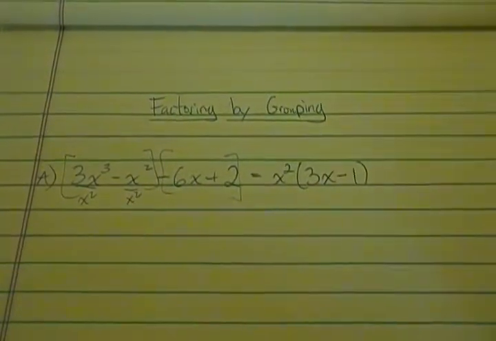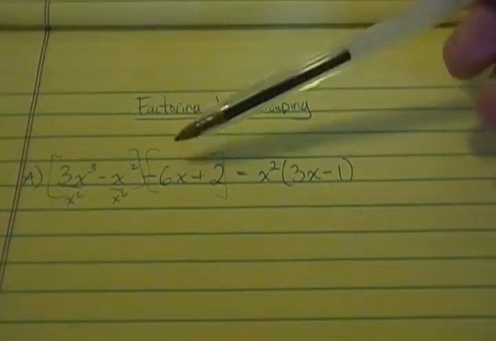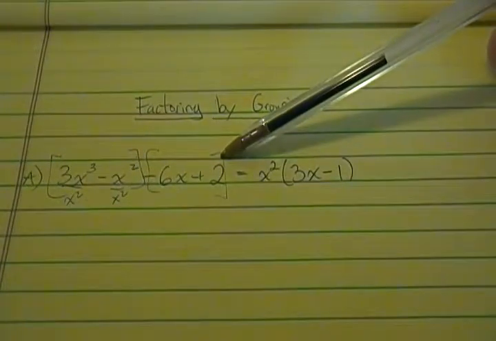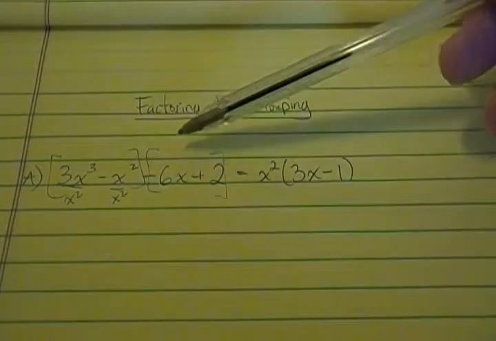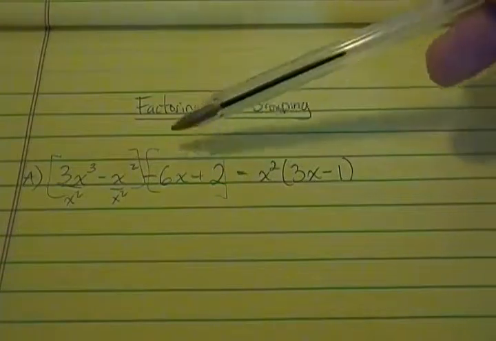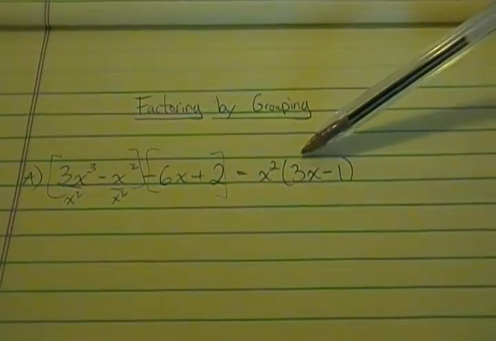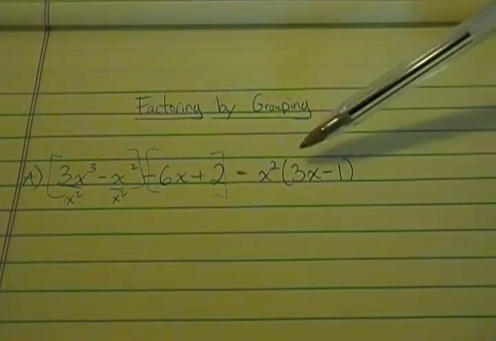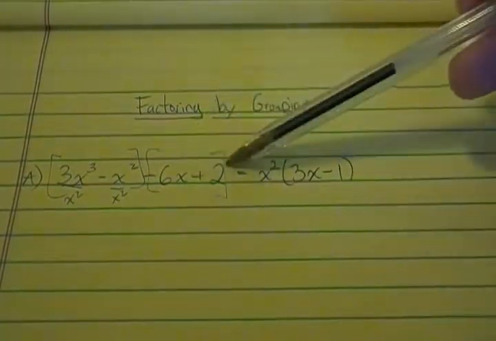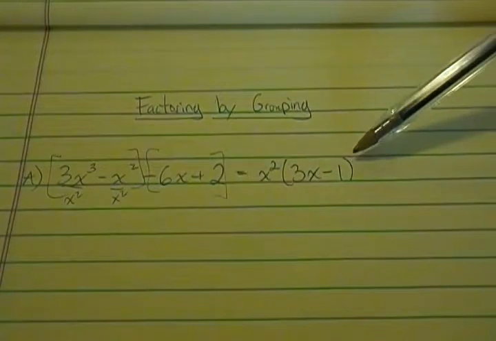Now I'm going to do a similar thing for that second group. I have negative 6x plus 2. What I want to happen when I do this second factoring for the second group is whatever's left in the parentheses, I want to be exactly the same as what's in this parentheses here. So what I want to have left over after I factor this one is another 3x minus 1.